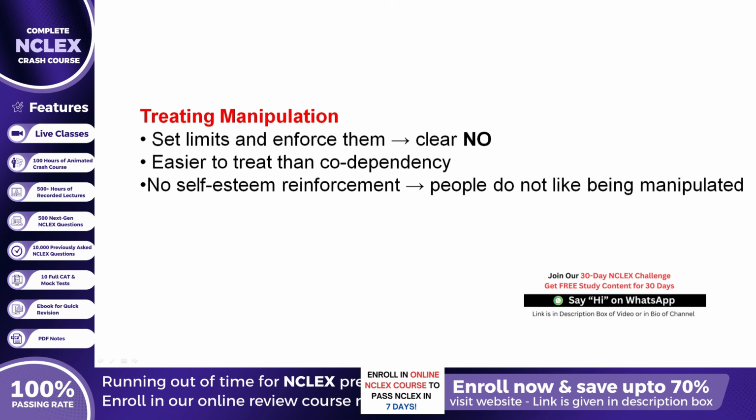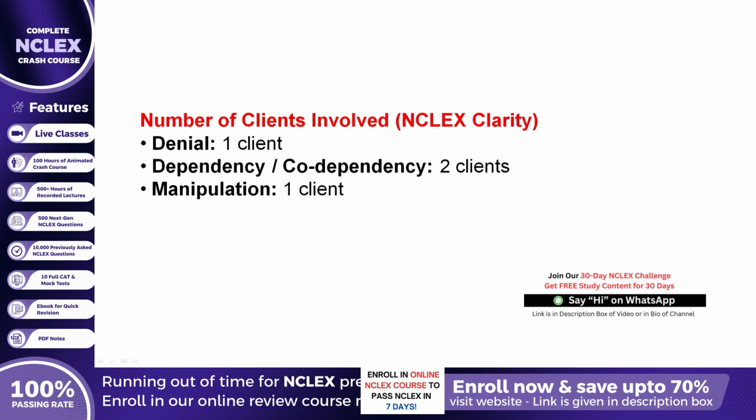When treating manipulation, we once again set limits and enforce them, making sure the response is a clear no. Interestingly, manipulation is easier to treat than codependency. This is because there is no self-esteem reinforcement involved, and people do not like being manipulated, which makes change more straightforward. For NCLEX clarity, denial always involves one client. Dependency and codependency involve two clients. Manipulation, however, involves just one client.